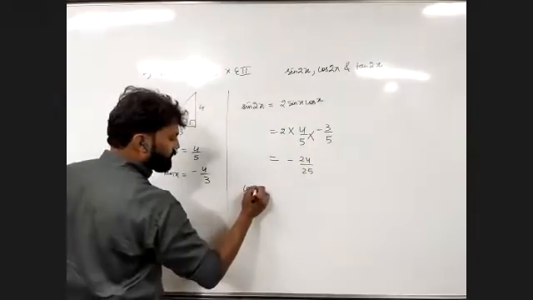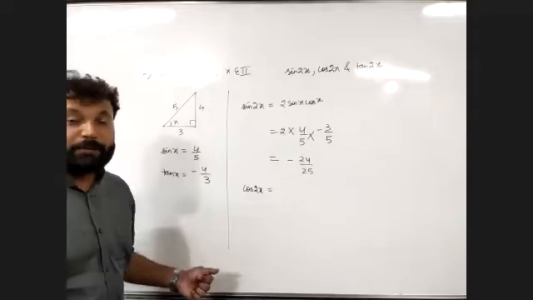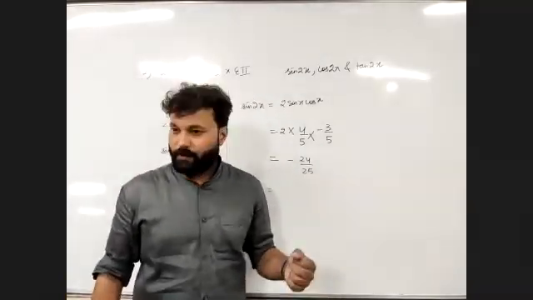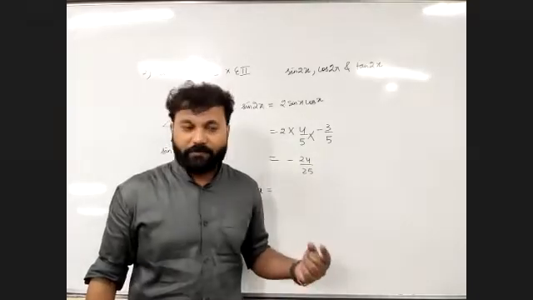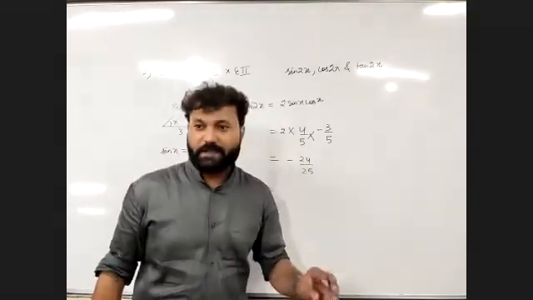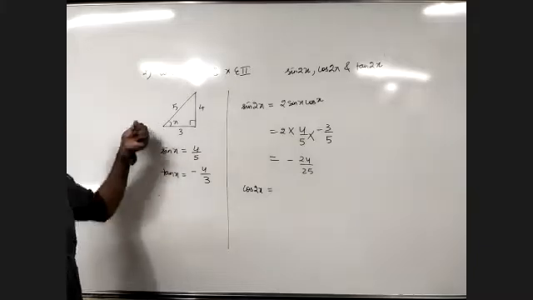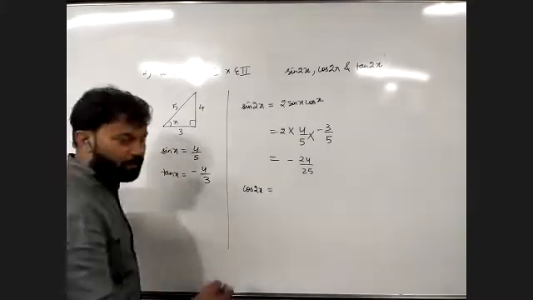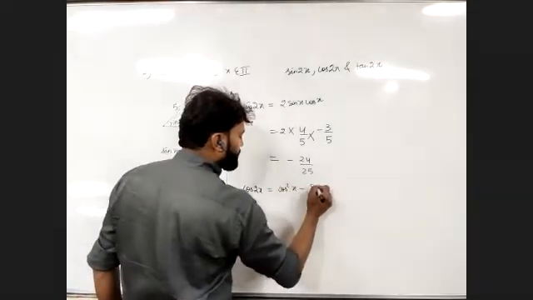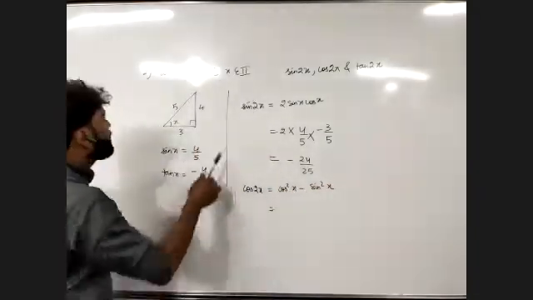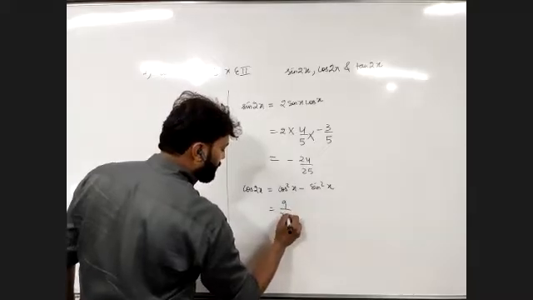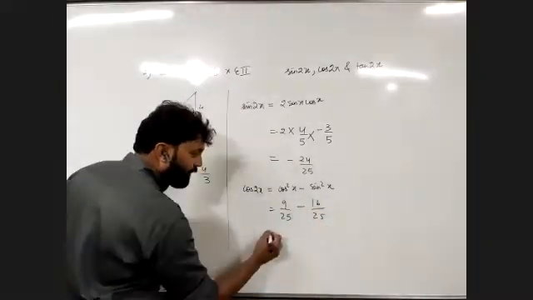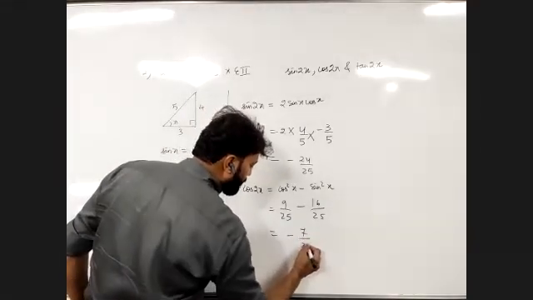Now cos 2x. Double angle formula for cos. There are 3 results for cos: cos square x minus sine square x, or 2 cos square x minus 1, or 1 minus 2 sine square x. Because we got the value of cos and sine both, any one result you can use of your choice. Cos square x minus sine square x. Now cos square x is minus 3 upon 5 squared, so 9 upon 25. Sine square x is 4 upon 5 squared, so 16 upon 25. So this will be equal to minus 7 upon 25.